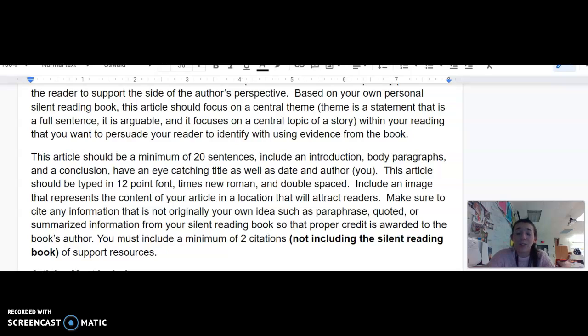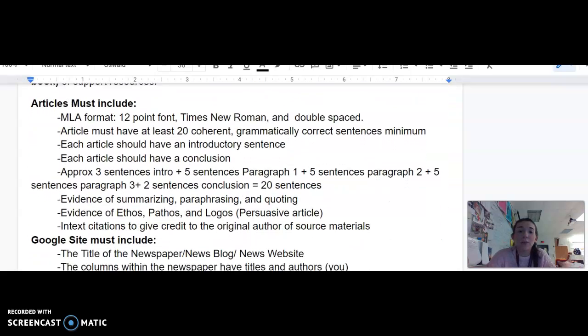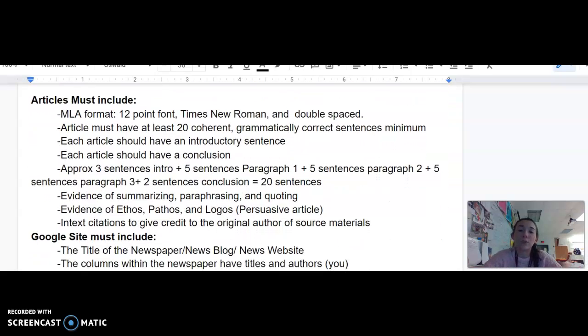So, you need to come up with a central theme in your reading, and then have support resources to help explain how that is identified in your story. Along with that, remember that this should be MLA format, 12-point font, Times New Roman, double-spaced. Articles should contain 20 sentences with coherent and grammatical sentence structure. Each article should have an introductory sentence and a conclusion.